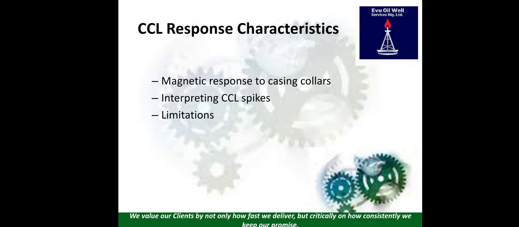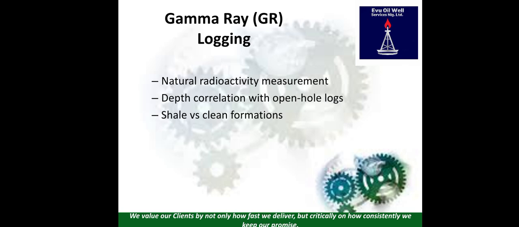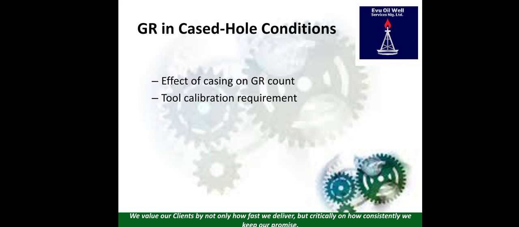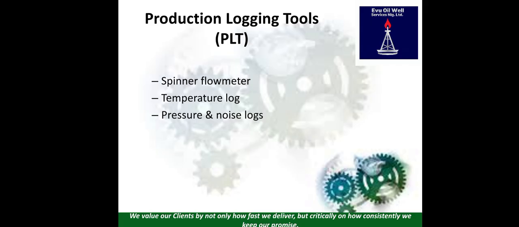The gamma ray logging. The GR is an acronym for gamma ray. Gamma ray logs measure natural radioactivity to differentiate shale from clean sands and correlate with open hole logs. Gamma ray in cased hole conditions: gamma ray count reduces due to casing. Calibration ensures reliability. These are things that you must know when they are doing this production logging.